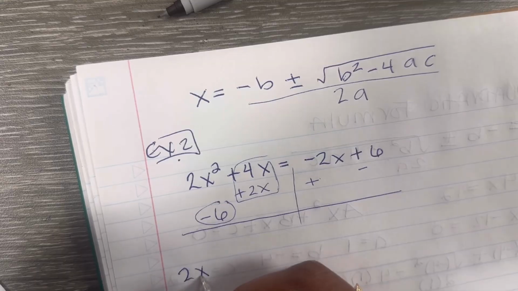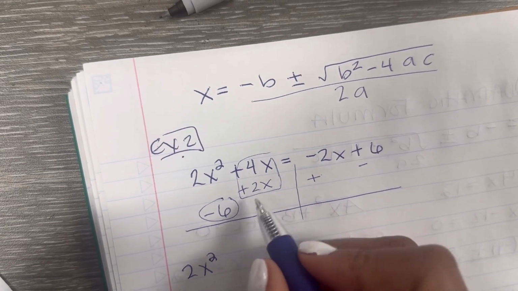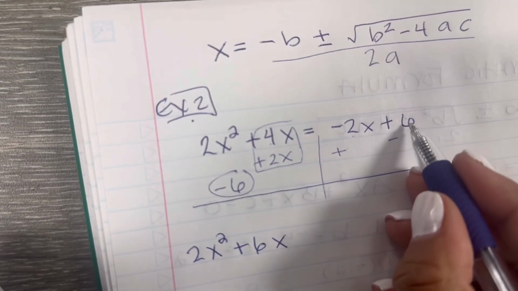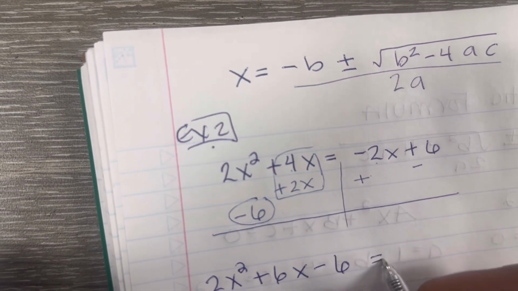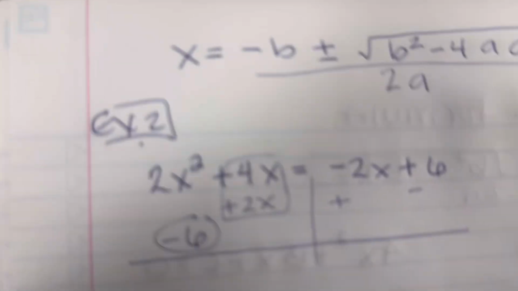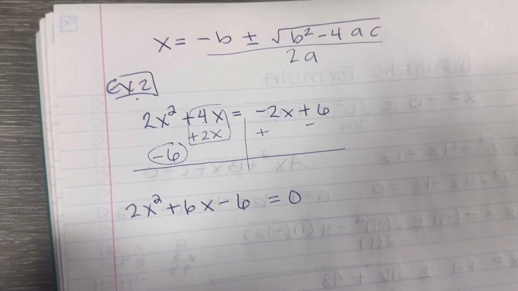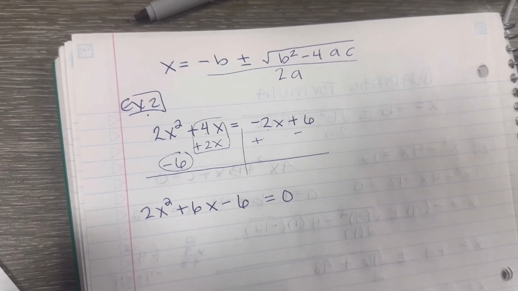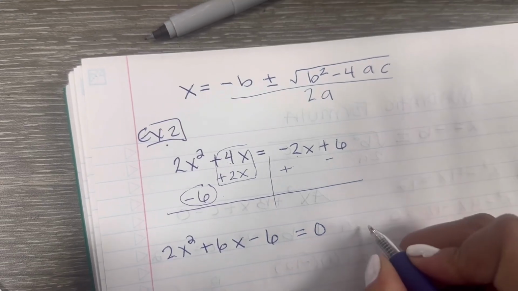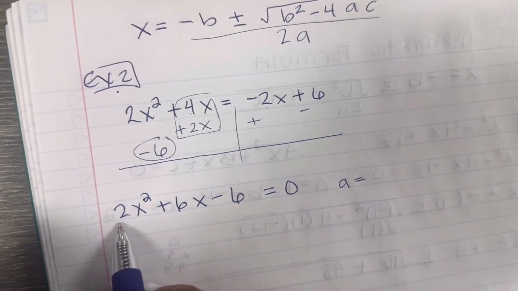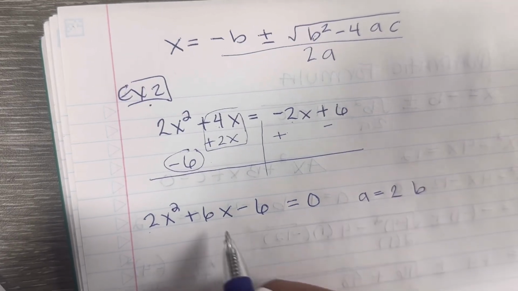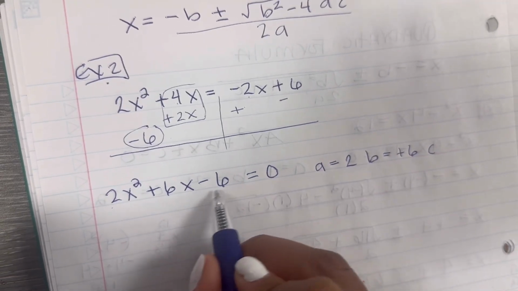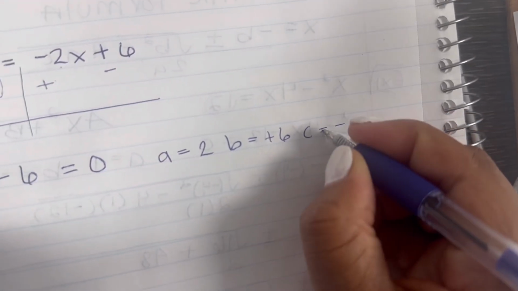So rewrite your equation in standard form. 4 plus this 2x gives you 6x. Then we subtracted the 6 equals 0. So now we're in standard form, okay? Make sure you write the steps down somewhere in your paper. All right, A, B, C. Your A value is 2. Your B value is +6. Your C value is -6.